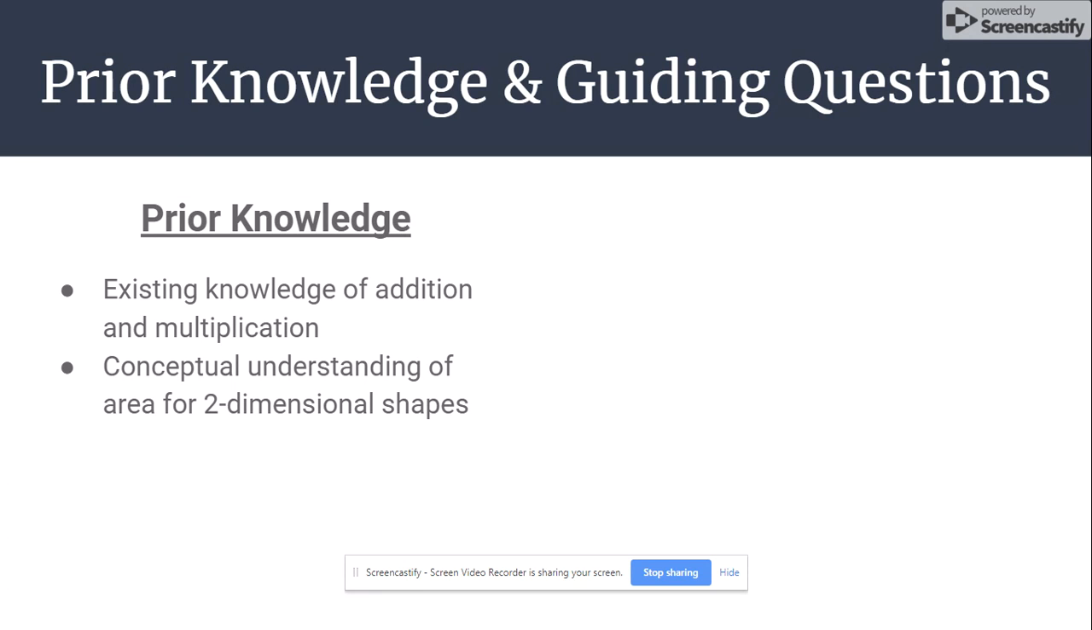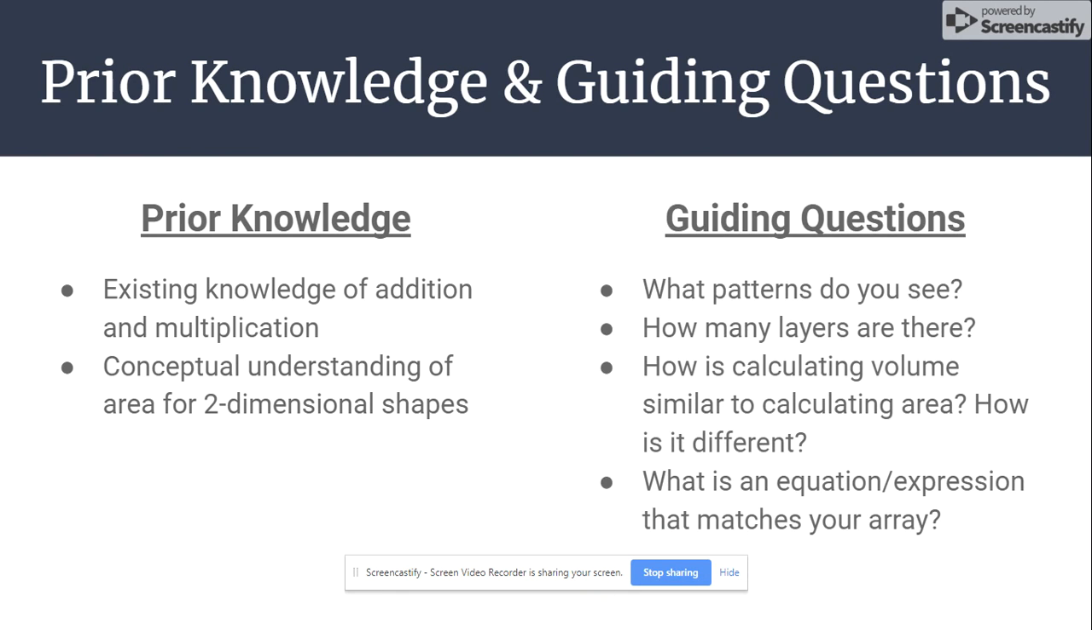So students know to multiply to get the area of basic shapes. Volume is just adding another layer to that understanding. Some guiding questions that we can ask students are: what types of patterns do they see? How many layers are there? How is calculating volume similar to calculating area? And what type of equation or expression matches your array?